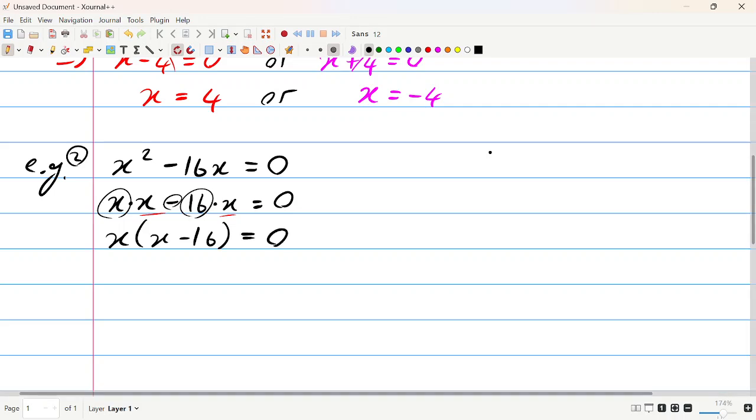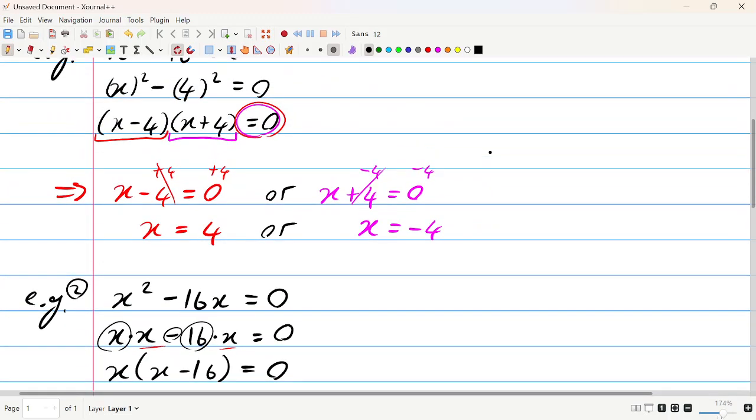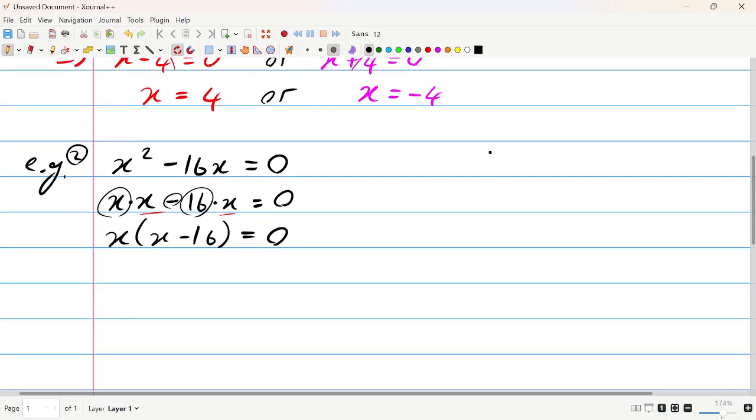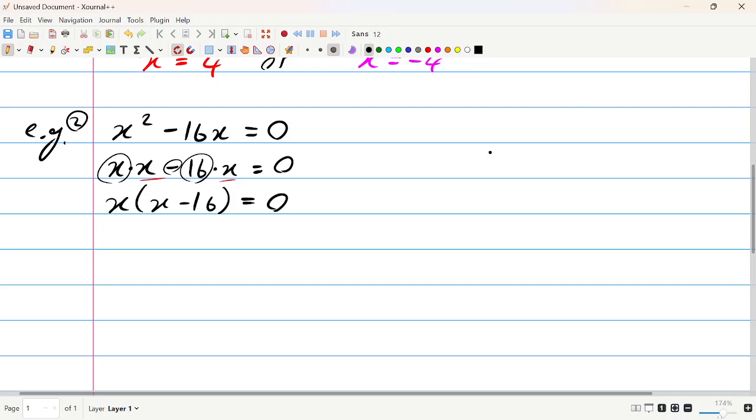Now remember, in the previous example, we took all brackets being equal to 0. But do you notice that we actually have two brackets here? Because x can also be on its own. So we can put that in a bracket as well. So whatever is left out, put it in a bracket. So therefore that just implies to us that the first bracket can be equal to 0 and the second bracket can be equal to 0 as well.